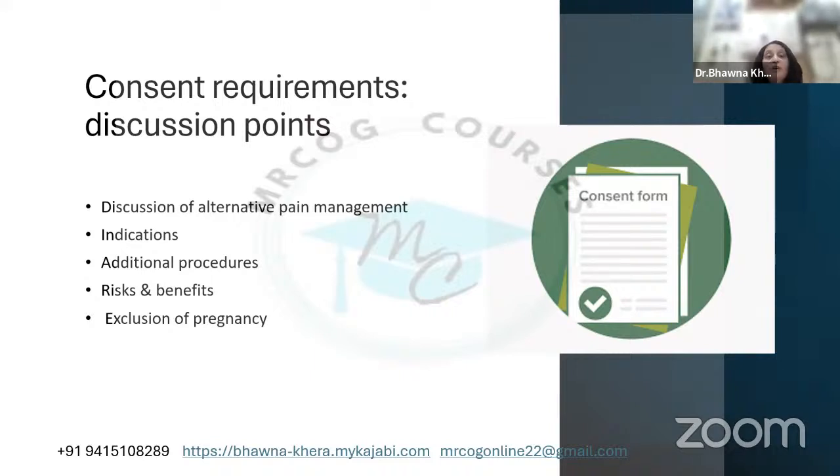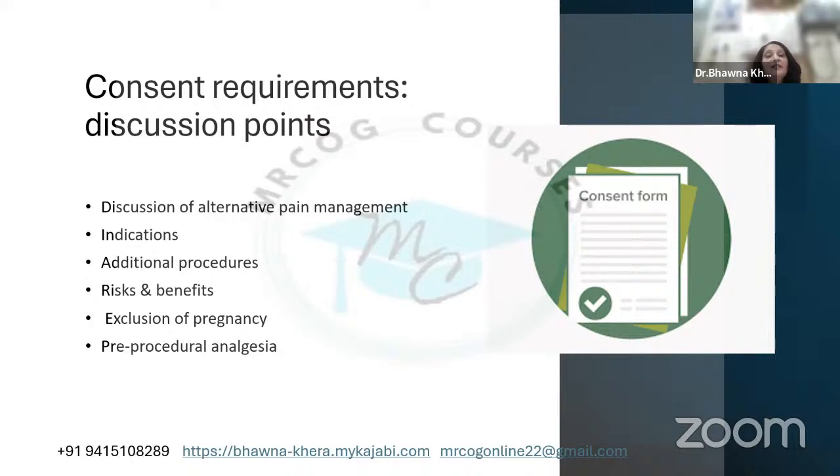These are the important points which we need to talk about when we are going for the consent requirements. So part 3 candidates, if they get the consent station, have to explain all these things in their station, and this will formulate the content.